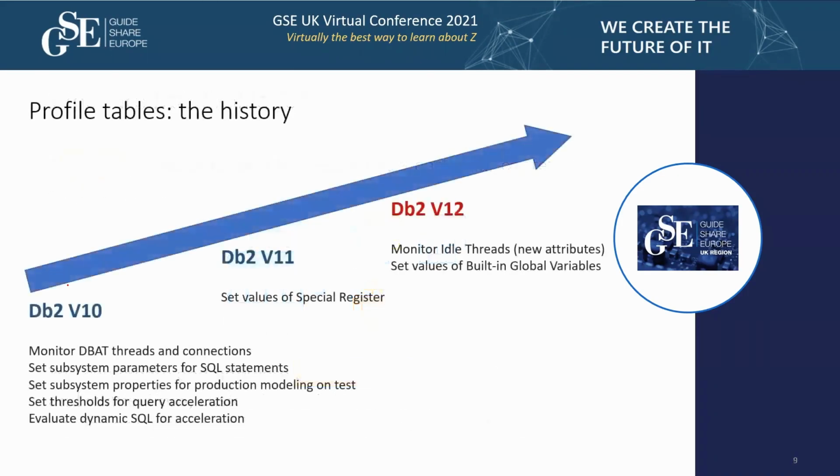Profile tables came up in Db2 version 10 with several capabilities. The capabilities are listed on the bottom left. And then in version 11 came out, for example, the set values of special register feature. And then in version 12, more attributes to better manage, for example, idle threads and the set of built-in global variable functions. And it seems that IBM is still continuing to develop and invest in this feature for the future. So we will see new investment in profile tables for sure.